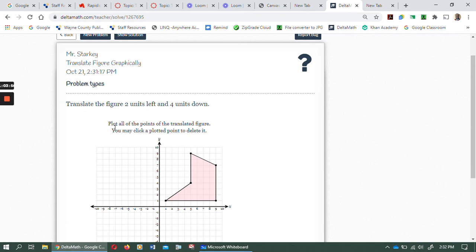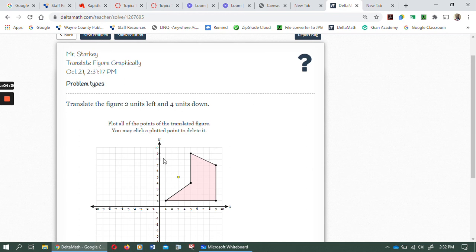Now, guys, read the directions, because this particular assignment does have directions on how you need to do this. It says, plot all of the points of the translated figure. You may click a plotted point to delete it. So first off, you'll click the point to plot it. Let's say I wanted to translate this point. They say translate 2 units left and 4 units down. Y'all see that? 2 units left and 4 units down. I will click on it. Boom. That's 1 point.